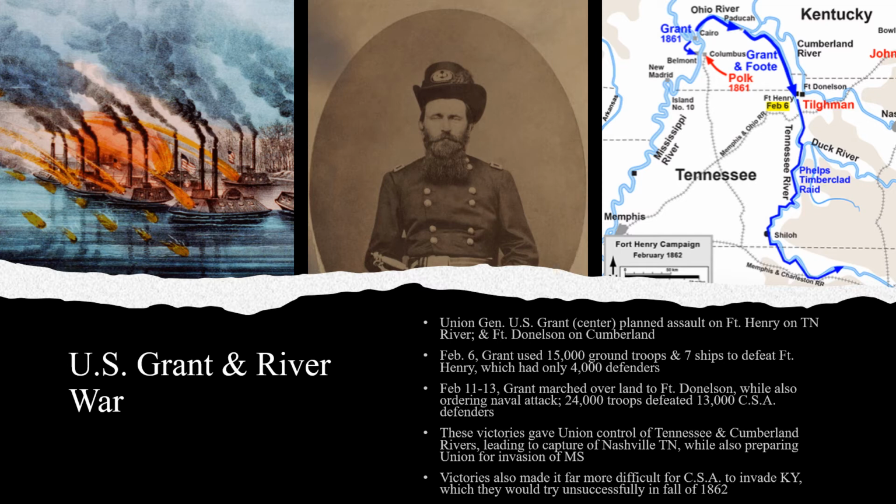6 days later, Grant used a similar strategy at Fort Donelson, coordinating an overland assault with a naval bombardment. With the capture of Forts Henry and Donelson, the Union was able to penetrate deeper into Confederate territory in the Western Theater, leading to the capture of Nashville, Tennessee, and allowing the Union to advance closer to Corinth, Mississippi.